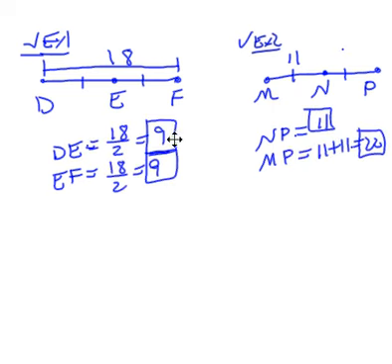Okay, so you should have gotten 18 divided by 2 will give you 9, and then 18 divided by 2 will give you 9, because you break 18 into 2 equal parts. That's the whole point of having a midpoint, E. Okay, on this one, example 2, you were given one section's 11, so of course the other section's 11 because they're equal, and then 11 plus 11 would give you 22.